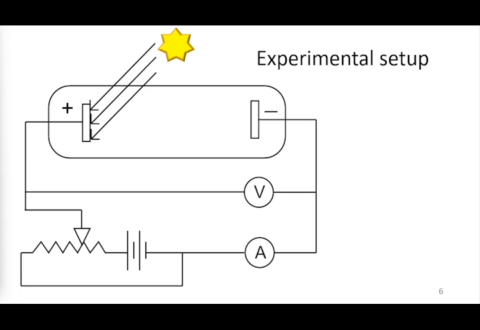So combining this knowledge of the electrons and of the electromagnetic theory of light, we can set up an experiment like this. There are two terminals capable of creating electric fields, and the light has to be illuminated on one of the terminals, and we can have control over the potential difference. And we plugged in the voltmeter and ammeter to observe the voltage and currents. So let's begin the experiment.